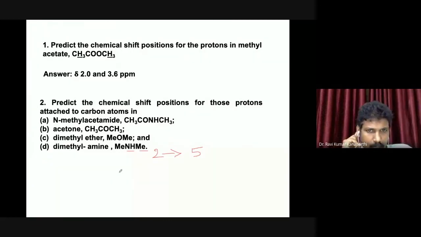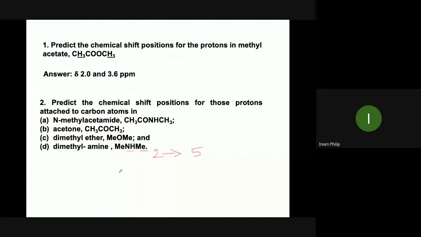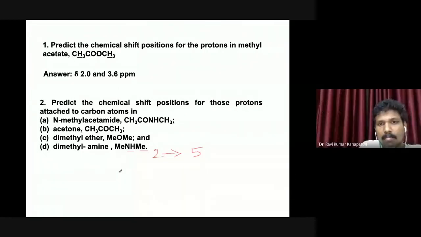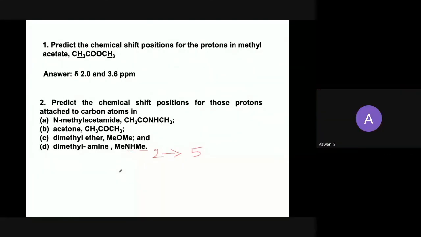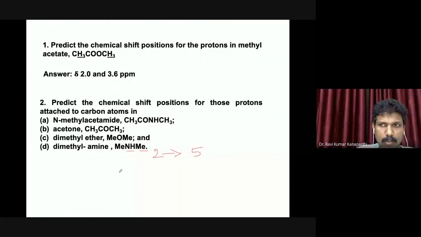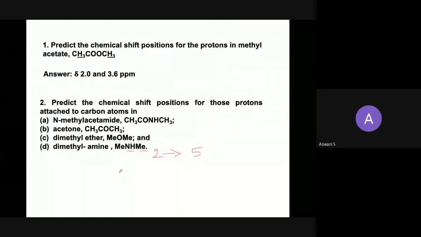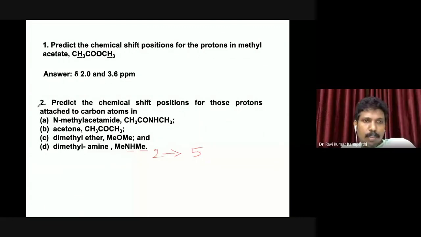Next, Anjali. Sir, Anjali has left. Okay, Ashwini. Sir, around 7 for the NH proton. Okay. What about the methyl proton? Less than 2. Less than 2 means can it be 1? No, sir. Maybe 1.7.